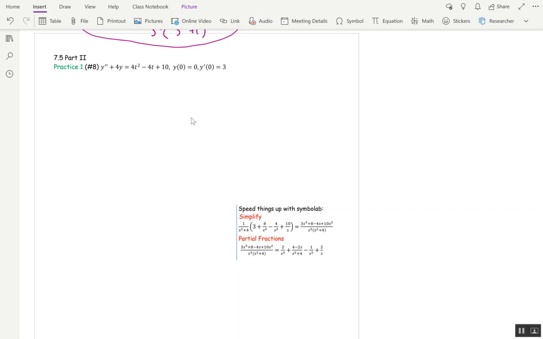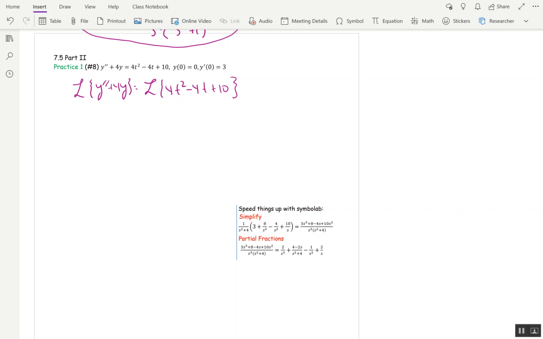Welcome back to section 7.5. Let's finish off these practice problems. I'm going to start by taking L of both sides. L of 4t squared minus 4t plus 10. Hopefully you've done this already and you're just checking your work against mine and your work is perfect.